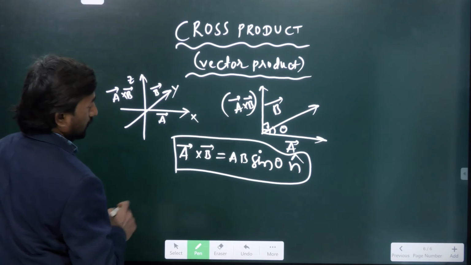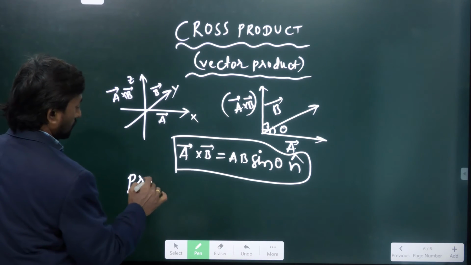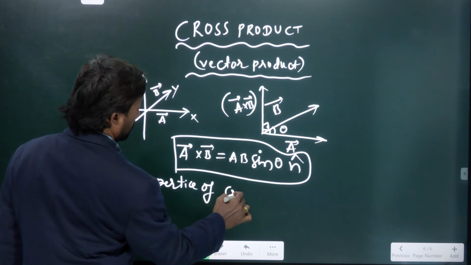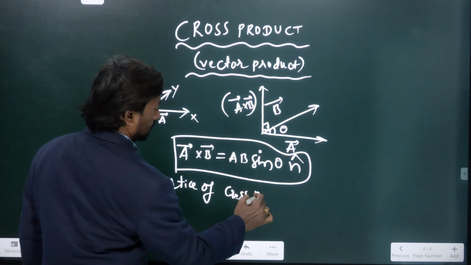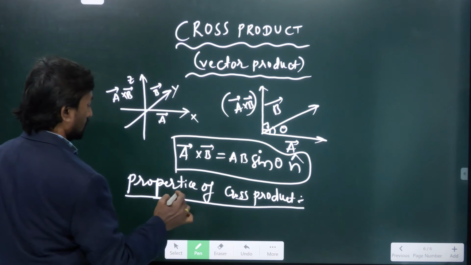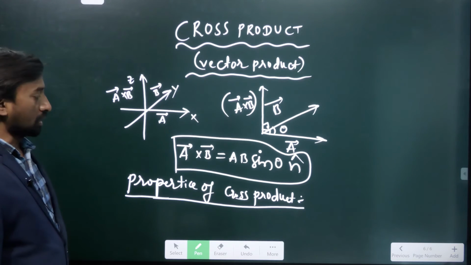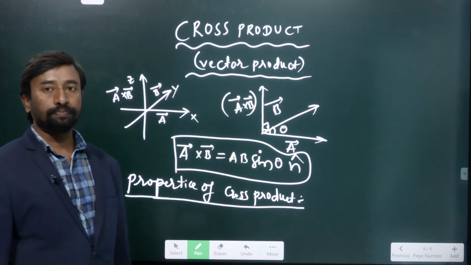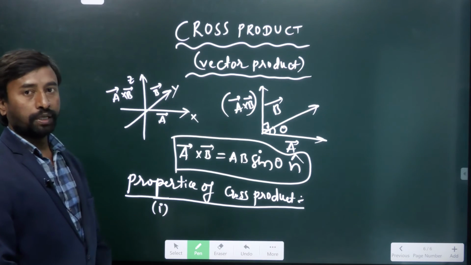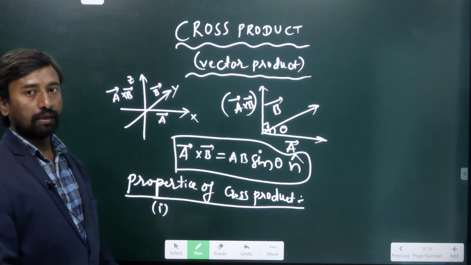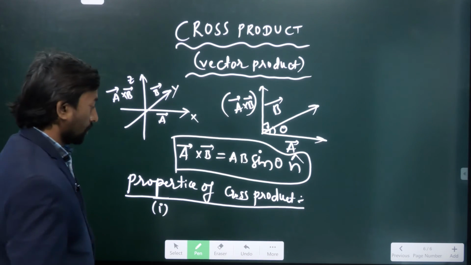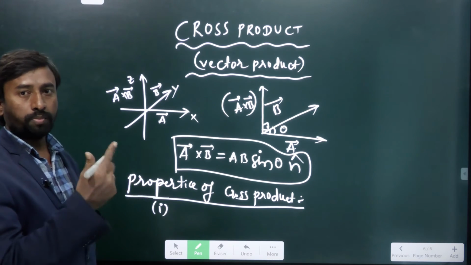Now we will see the properties of the cross product. What properties are there? The cross product will not obey the first property, the commutative law. We have seen that the dot product obeys the commutative law. The commutative law is nothing but a bar dot b bar equals b bar dot a bar.